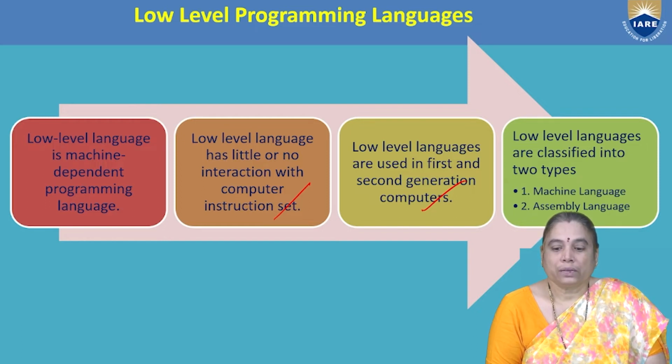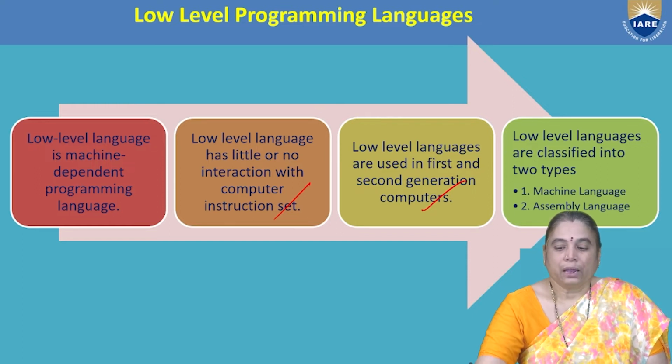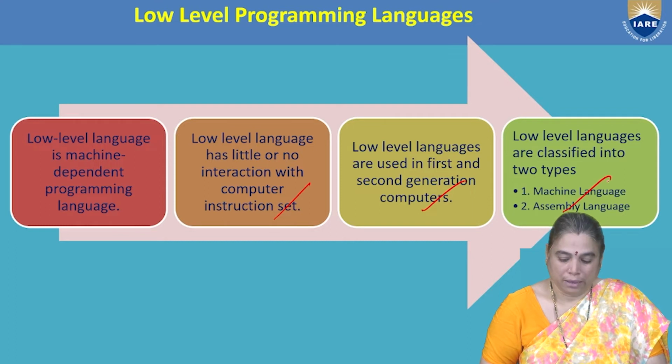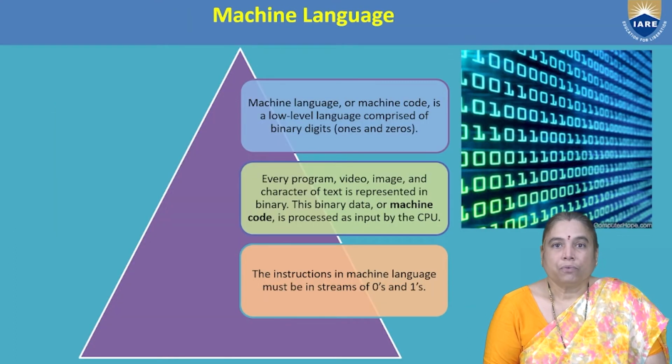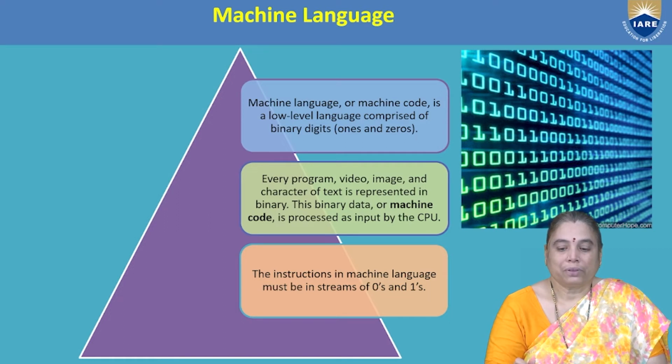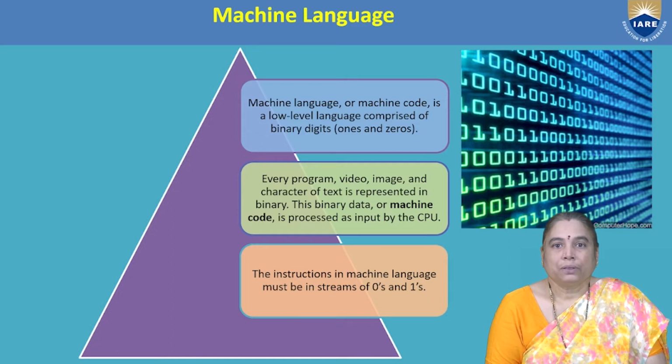In these computers, low level programming languages were used. The low level programming languages are further categorized into machine language and assembly language. So what is machine language? Machine language is low level language code that comprises binary digits. The binary digits are zeros and ones. By using these digits, the code is constructed, and that code is referred to as machine language code.